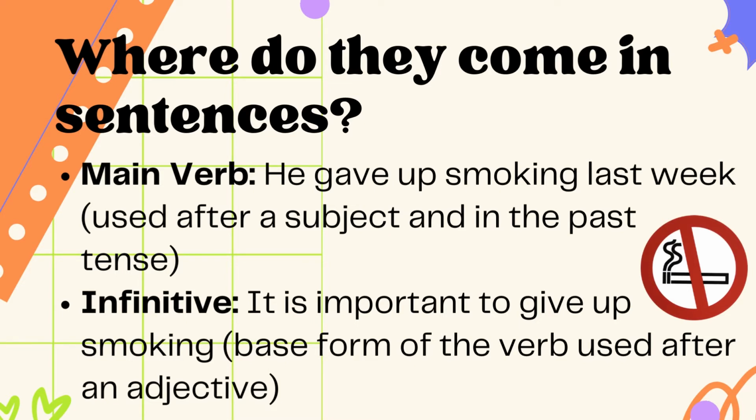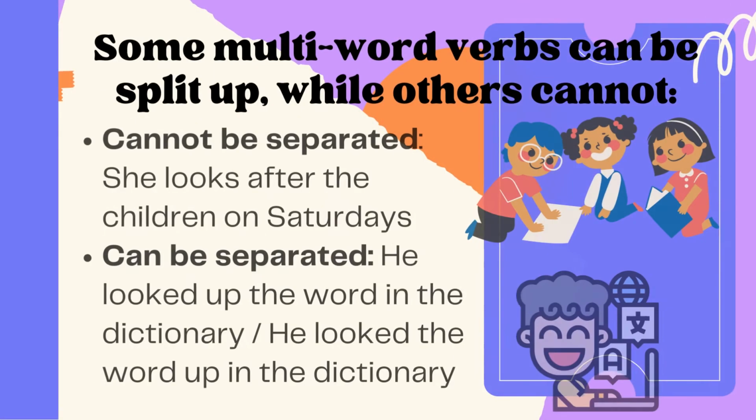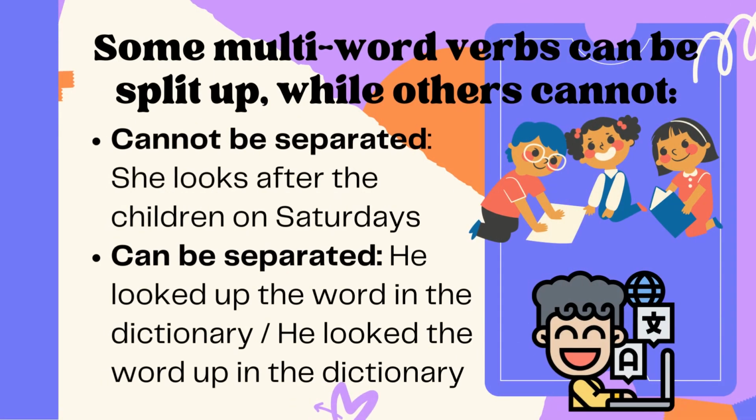Main verb: he gave up smoking last week. Used after a subject and in the past tense. Infinitive: it is important to give up smoking. The form of the verb used after an adjective. Some multiword verbs can be split up, while others cannot be separated.